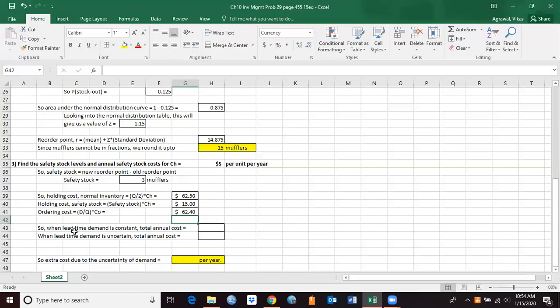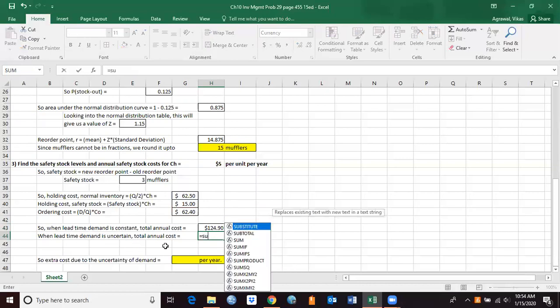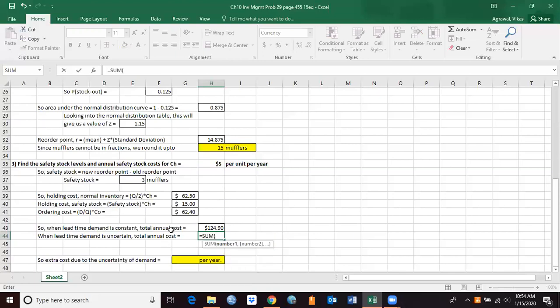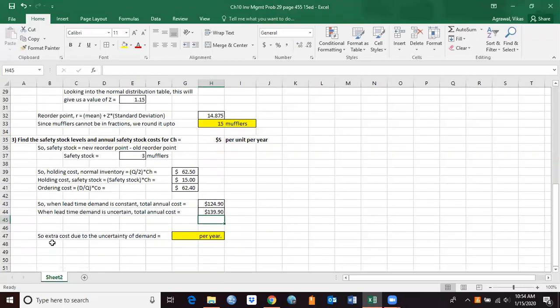So when the lead time demand is constant, the total annual cost is going to be equal to 62.5 plus 62.4. And when the lead time demand is uncertain, that's going to be equal to the sum of all these three figures here. So that's going to be 139. So the extra cost due to uncertainty of demand is simply 139 minus 124. That's going to be $15 per year.